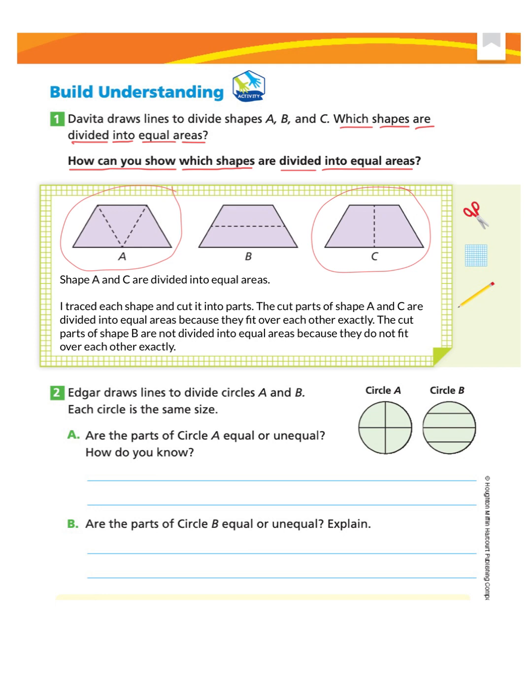Now let's take a look at part 2. Edgar draws lines to divide circles A and B. Each circle is the same size. Part A. Are the parts of circle A equal or unequal? How do you know? We're going to do the same thing that we did with the shapes in part 1. We're going to take one piece of circle A and compare it to the other pieces, making sure that the piece we take out fits over the other pieces exactly.